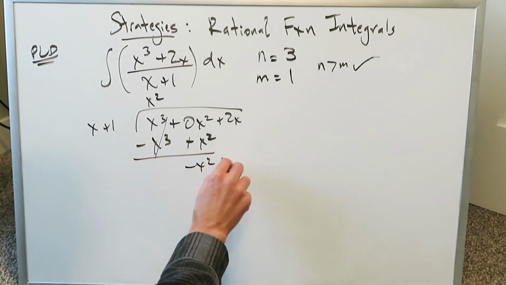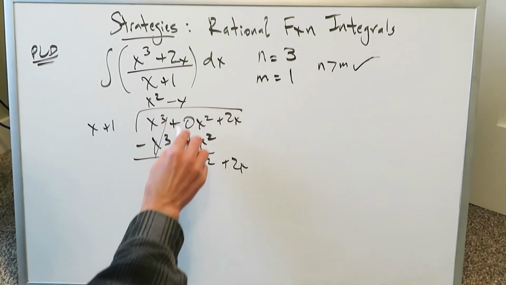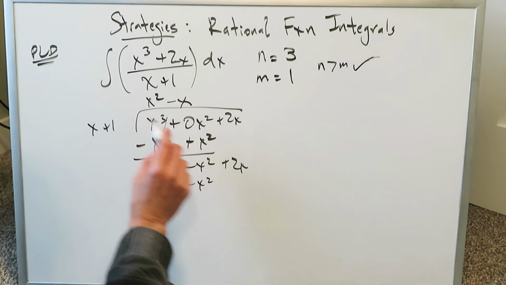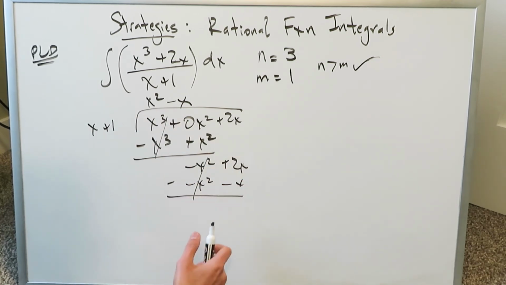Here you'll have a minus x squared plus 2x. X goes in minus x squared, minus x times. Multiply it back. Minus x times x is a minus x squared. Minus x times 1 is a minus x. Subtract it. This is cancelling out again, so yep, we're good. Here we have a 3x.